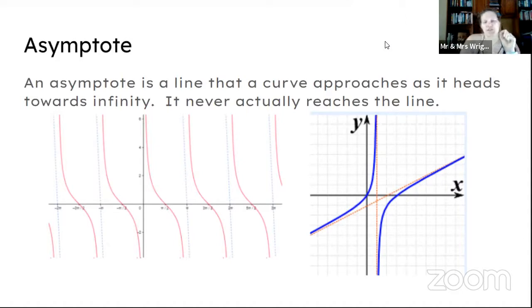Just know that when you see a dotted line like this on a graph, unless it's also shaded in like we were doing with our inequalities that we were graphing, if it's just a line with other curves or other lines drawn in, then it's probably an asymptote, and that means that it will never be touched by this graph here.